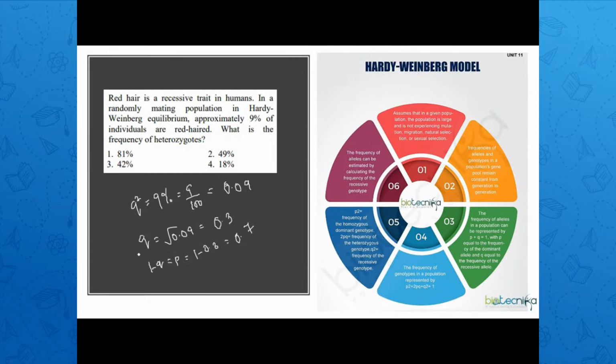So I have got q, I have got p. They are asking for heterozygous. That means they are asking for 2pq. So 2 into 0.7 into 0.3. This is equal to 0.42. If I place it in percentage, it will be 42%. Okay?